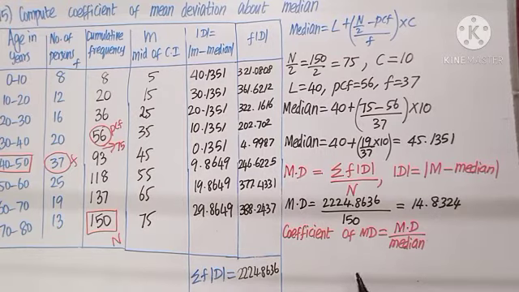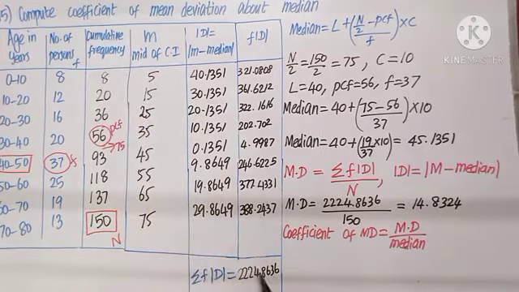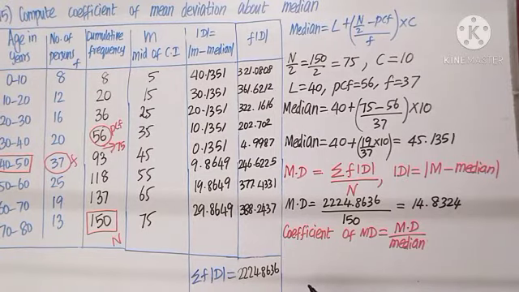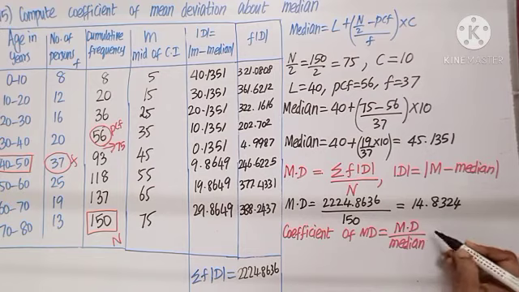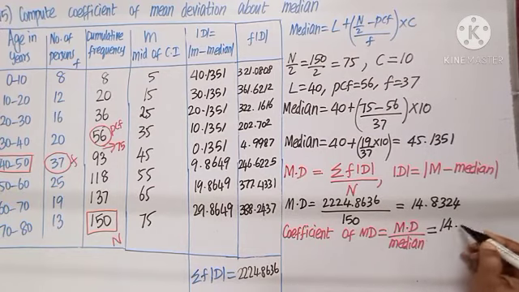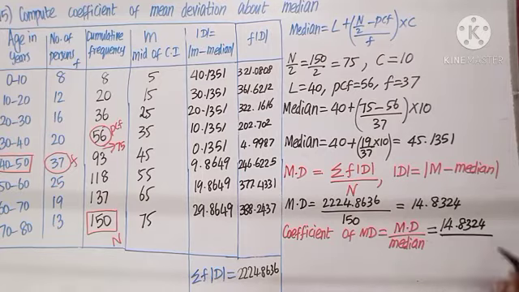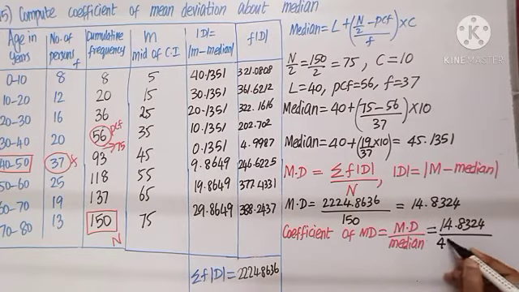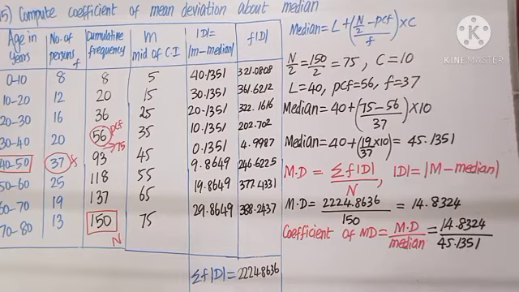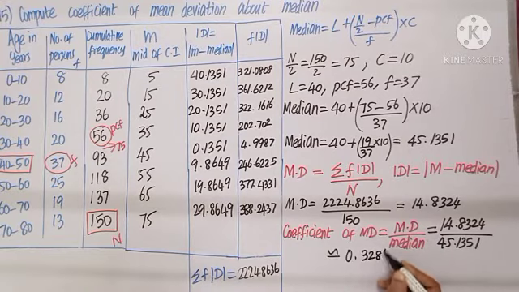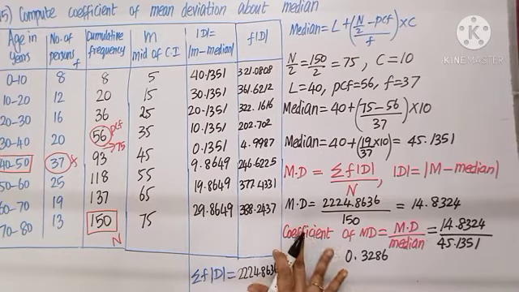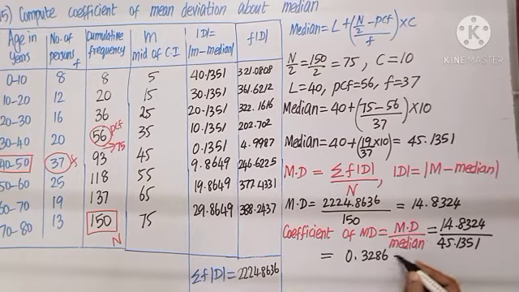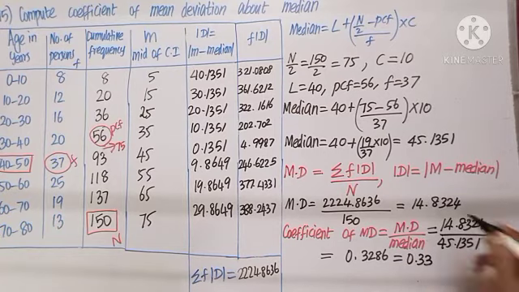14.8324. The question is to find the coefficient of mean deviation about median. The answer is MD by median. MD 14.8324 by median is 45.1351. As we simplify, the answer is 0.3286, or I can approximate it as 0.33. Here we can say 14.83 also.